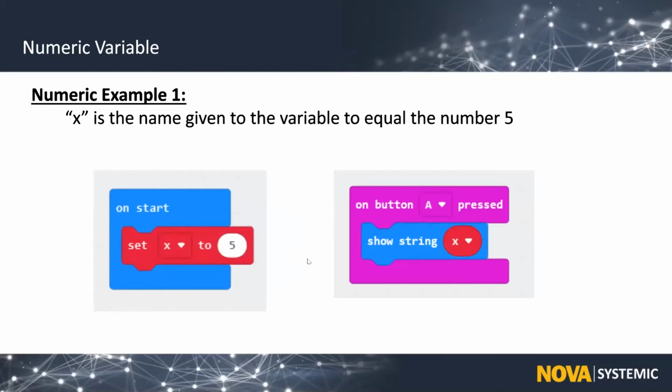So we have this separate example where x is the name that was given to the variable, and it has been set to equal 5. So x equals 5. When button A is pressed, x will appear on the screen. All right, so let's head over to MakeCode to see how to put all of this together.